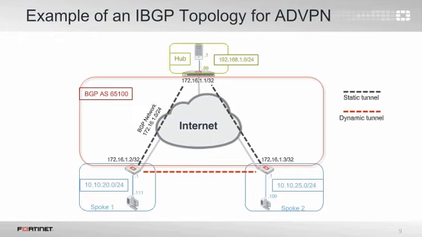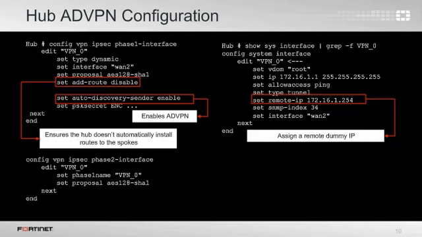This slide shows the following ADVPN configuration in the hub. Disable set add-route to ensure that the hub will not automatically install routes to the spokes after their tunnels open. Enable ADVPN with the command auto-discovery-sender. Assign an IP address to the IPsec virtual interface. This is a requirement for having a dynamic routing protocol over IPsec. For the remote IP, use any dummy IP address not being used by any spoke.